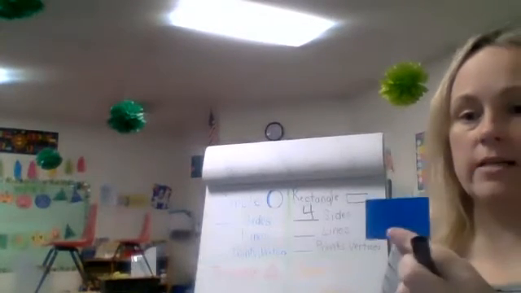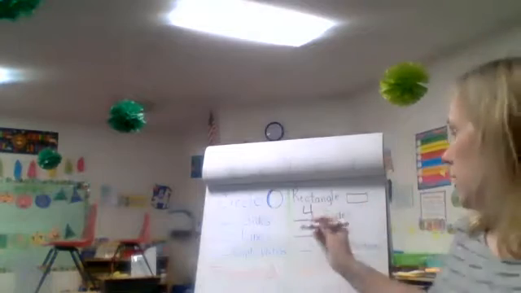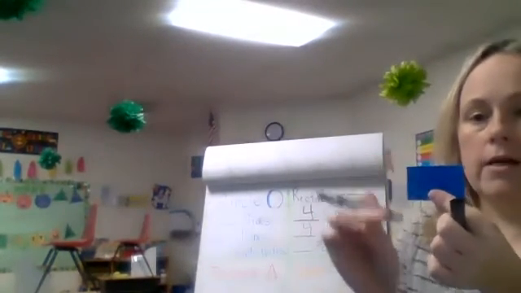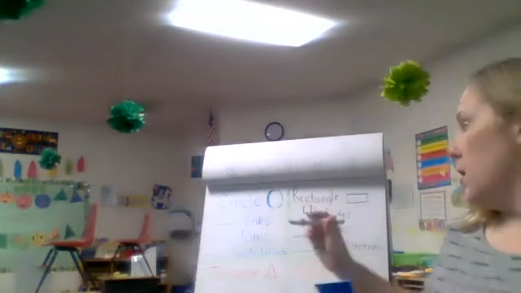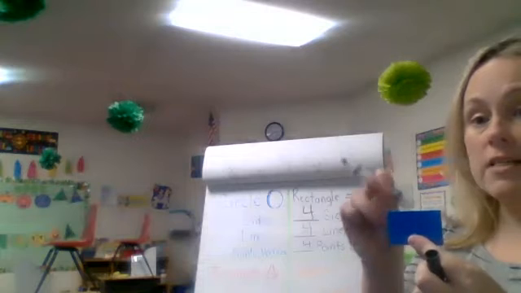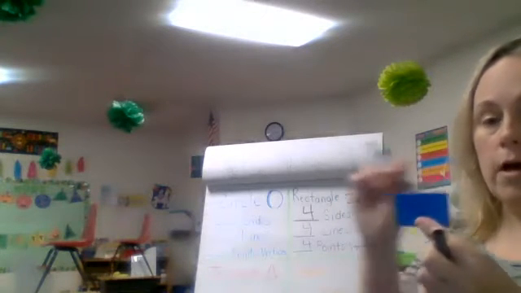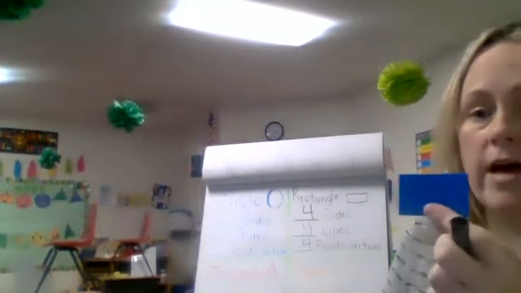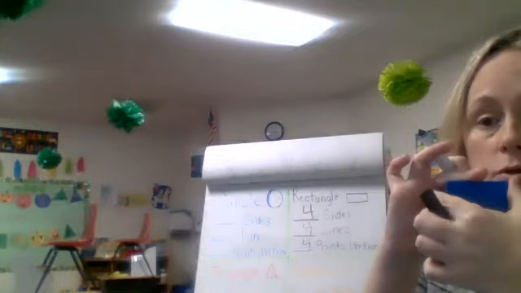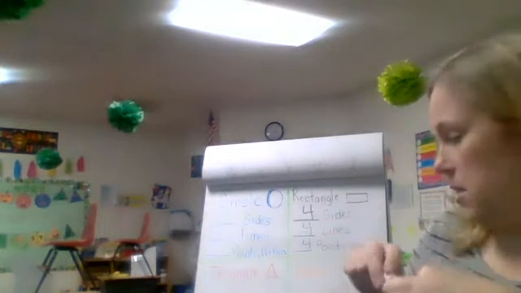How many lines does that rectangle have? 1, 2, 3, 4. How many points does it have? 1, 2, 3, 4. We can also call those points vertices. Vertices are another word for points. 1, 2, 3, 4. The important thing to remember about a rectangle is it has 2 sides that are long and 2 sides that are short. That's how it's different than a square, okay?